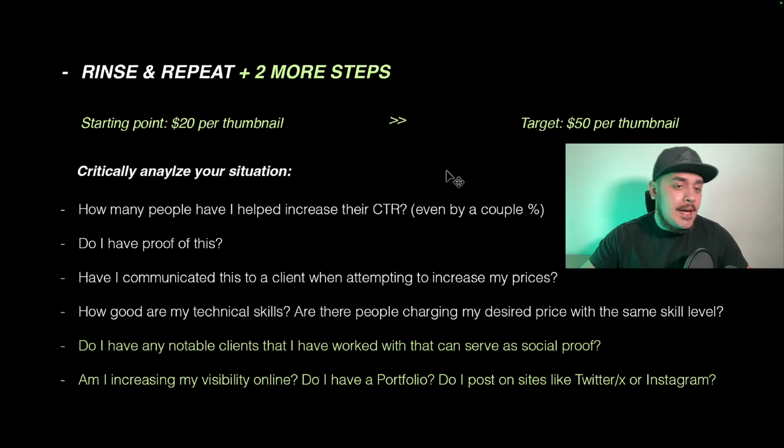Okay guys, now let's say that you have reached your target, which was $20 per thumbnail, and you're now trying to go to about $50 per thumbnail. The higher you aim with your price point, there are a couple more nuances that you need to take into consideration. As you can see on screen, you are simply rinsing and repeating these same steps when you are trying to increase your price, but as you can also see, there are 2 more points you need to factor into the equation, especially when you're trying to reach the $50 and above range.